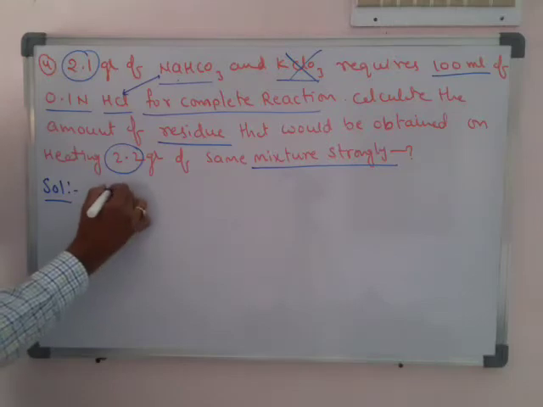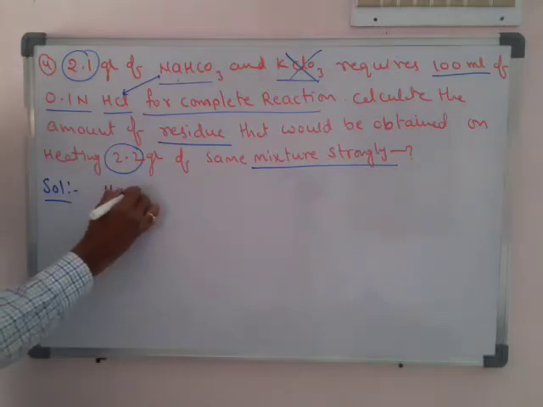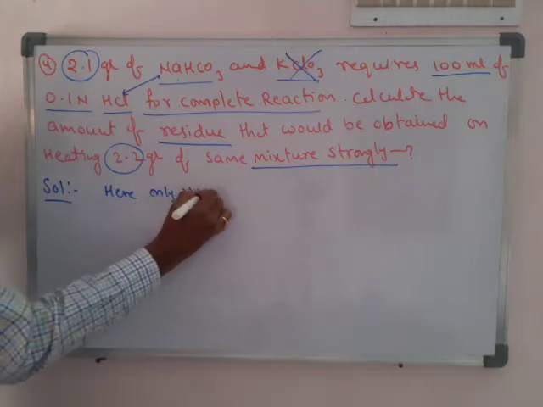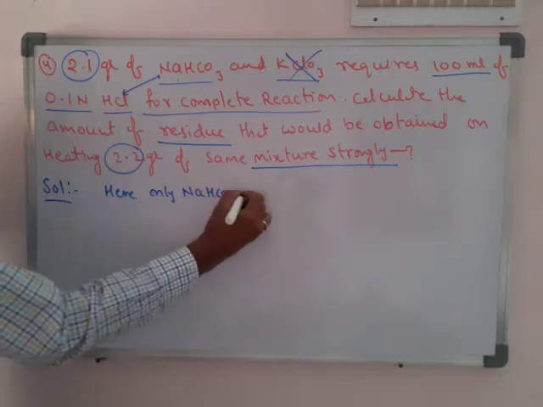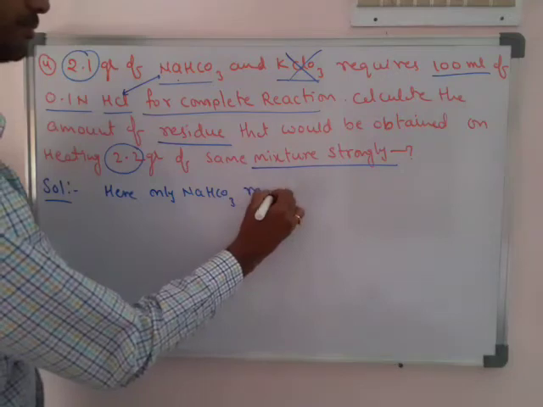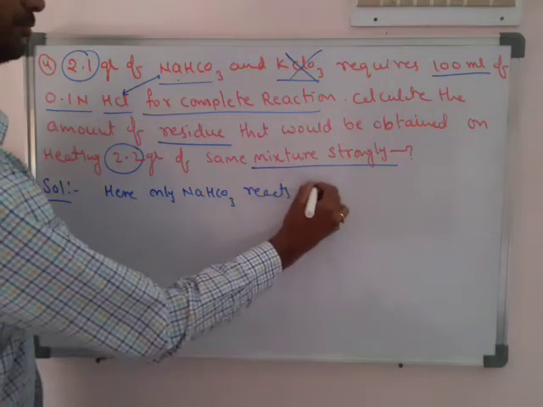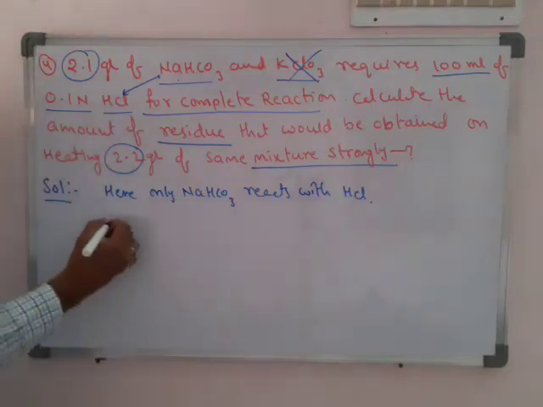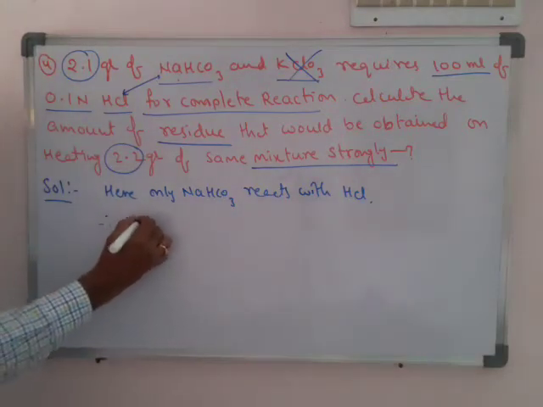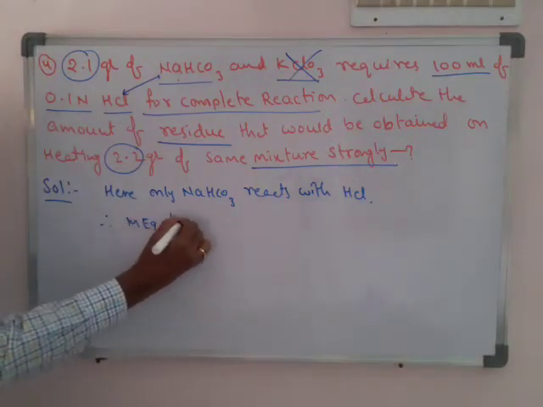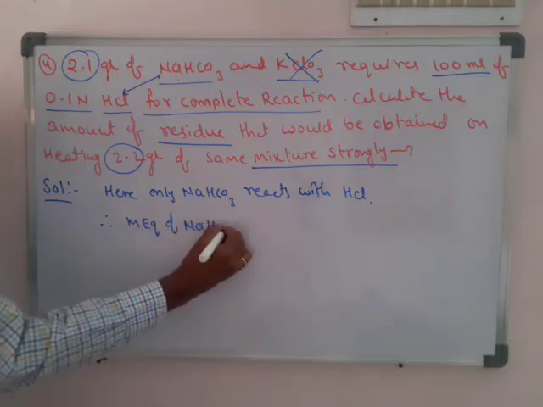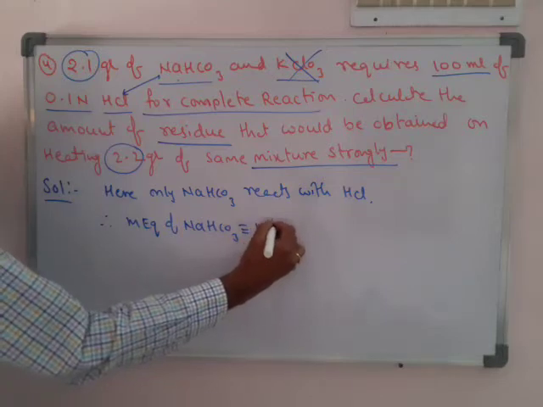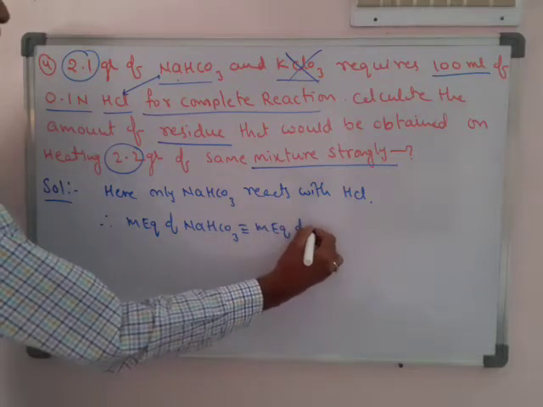Okay, here first, the main important thing here is that only sodium hydrogen carbonate reacts with HCl. So KClO3 does not. Therefore we can equalize the milli equivalence of sodium hydrogen carbonate with milli equivalence of HCl.